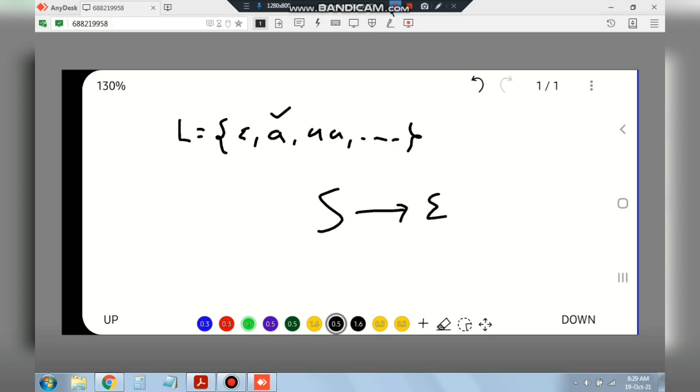Next we have A. If it is A, what I have to write is S goes to A. Next we have S goes to AA. Then again I have to write S goes to AAA, and like that I have to write till n number of times, right? That is not possible because it is not ending, right?